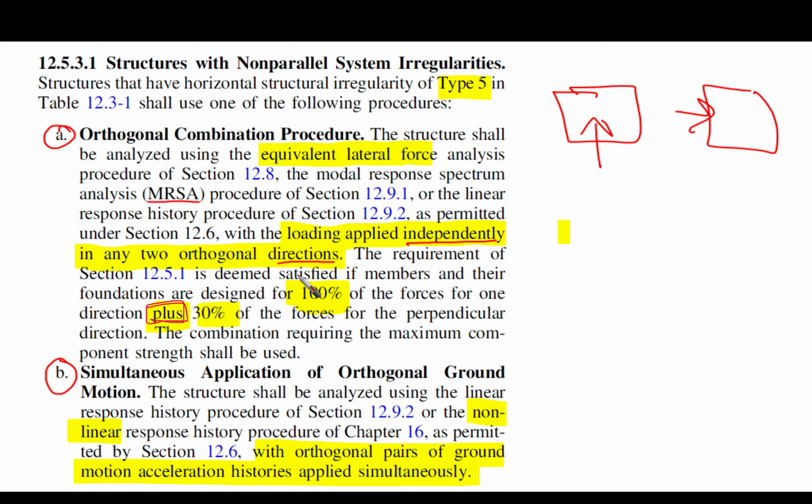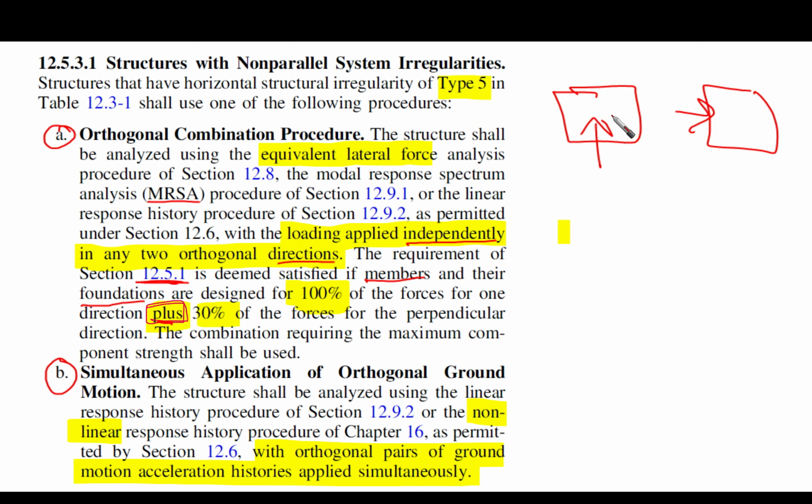The requirements of section 12.5.1, which is the worst case scenario, this is the meaning of it, is deemed satisfied if members and their foundations, so it is not members only, it is foundation as well, are designed for 100% of the forces for one direction plus 30% of the forces for the perpendicular direction. The combination requiring the maximum component strength shall be used.